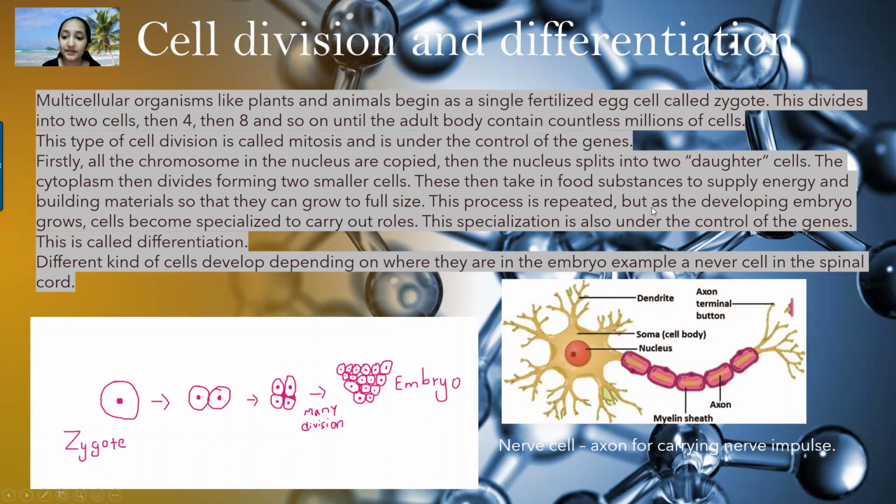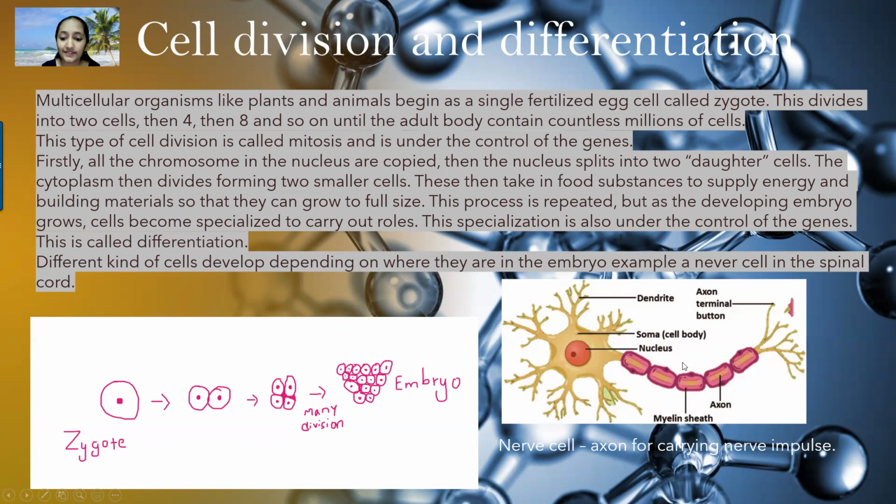Okay, this process is repeated, but as the developing embryo grows, cells become specialized into carrying out roles. It is just like humans. We start off as a baby, we crawl, we walk, we then start to talk, and then our hair grows, and then we study, and then we go to colleges, and then we get our jobs. So that is when the cells become specialized and start to carry out roles. So we go to a job, we have a specific duty to do in our jobs. So this is when they get to carry out special roles. This specialization is also under the control of the genes, and this is called differentiation. So it is comparing with our own lives, how we start off and how we end up.